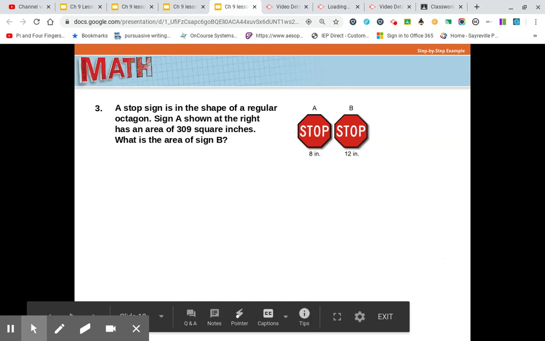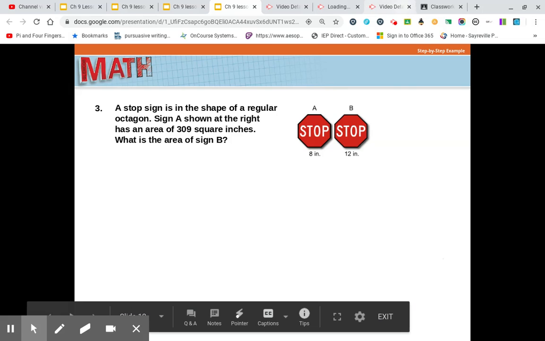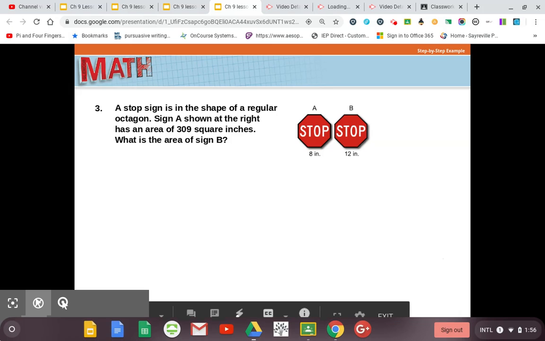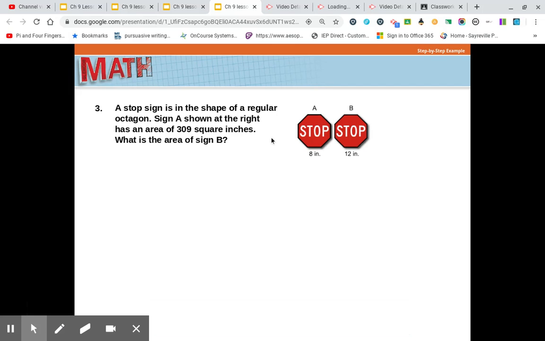A stop sign is in the shape of a regular octagon. So that means that all the sides are equal. Sign A is shown at the right. So here's your figure that they're talking about. Okay, sign A has an area of 309, and they want to know the area of sign B.